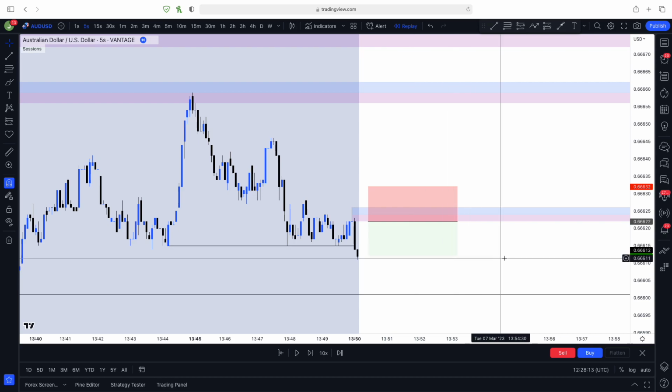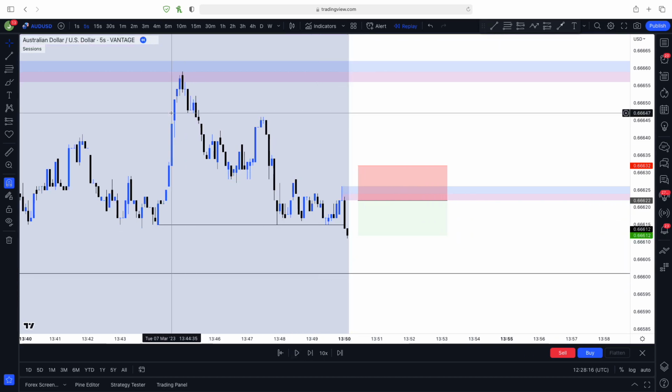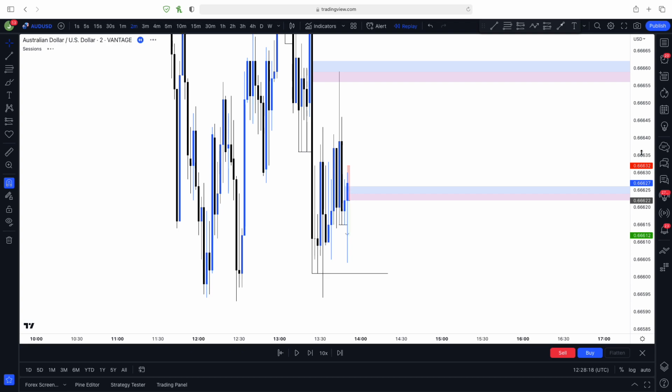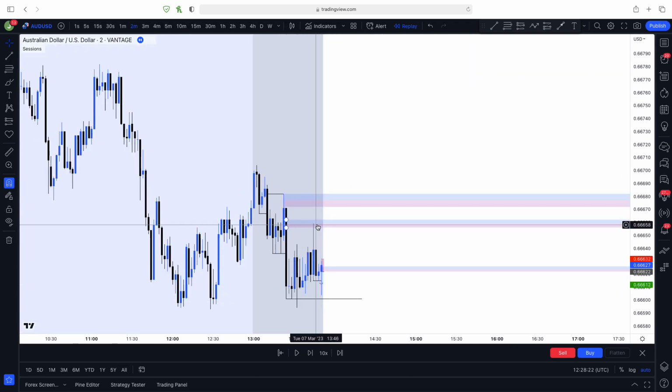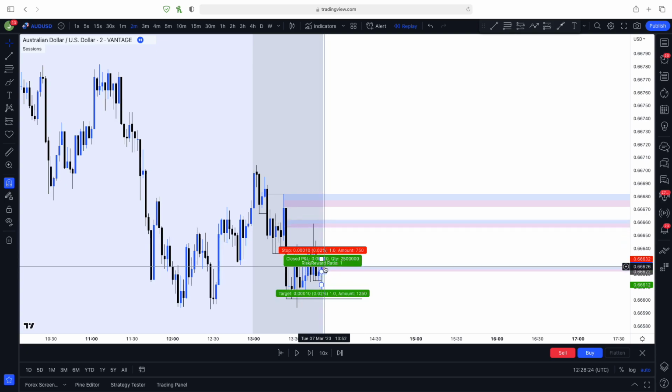So let's continue to play and see what happens. Now, because we are quite close to the base low here, let's go back up to 2 minute quickly just to understand what's happening. So we've created our 2 minute low, we've had our reaction point, and we've had our break. We have our limit set.